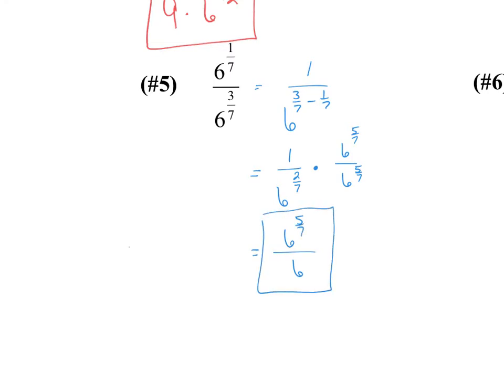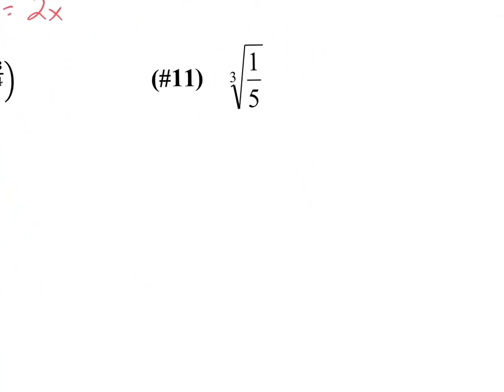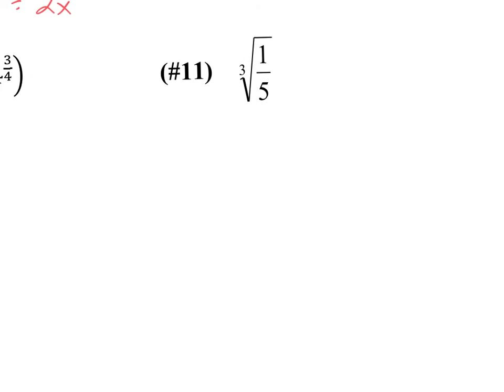Okay, so for our final answer, we can't have a rational exponent in the denominator in order to get it in its most simple form. All right, and the next example we're going to look at is number 11. In number 11, we have the cube root of 1/5. When we're taking the root of a fraction, what we do is take the cube root of the numerator and the cube root of the denominator.